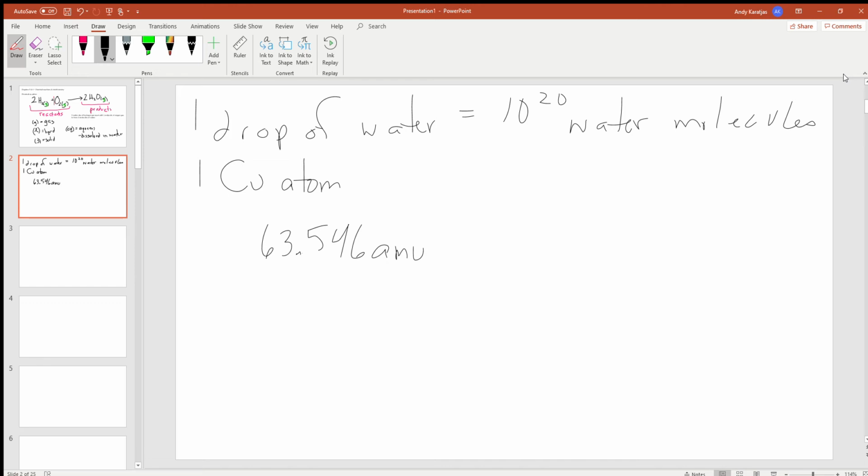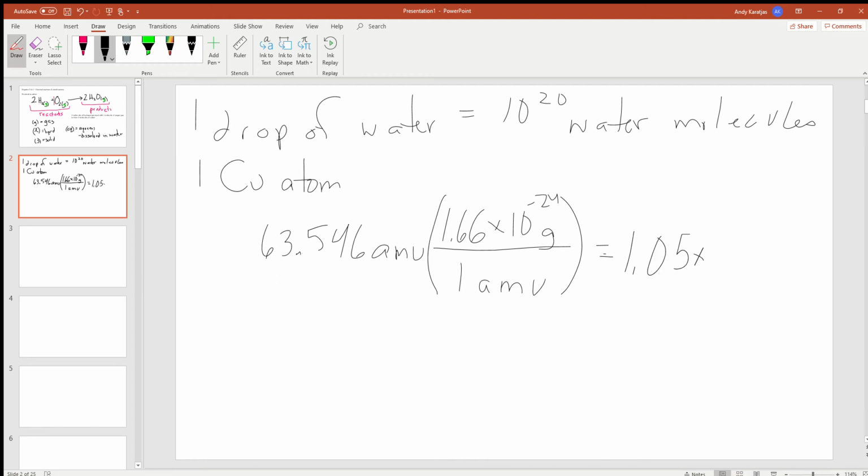All right, so to do that, hopefully you used the conversion factor for grams to AMUs. That's something we can look up. 1.66 times 10 to the minus 24 grams is equal to 1 AMU. And so if we calculate that, we get that the average mass of a copper atom is 1.05 times 10 to the minus 22nd grams.